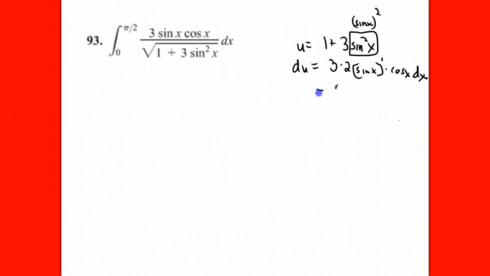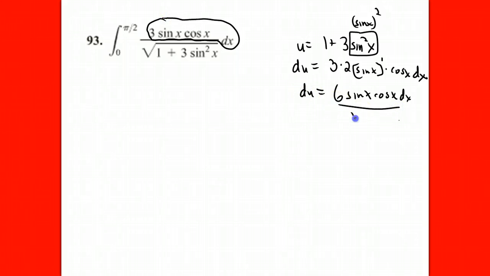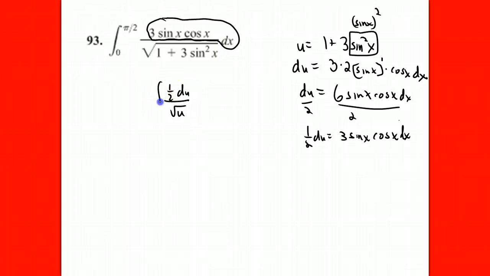We're good because we have 6 sine x cosine x. Why is that good? The rest of what I have to sub for is 3 sine x cosine x. So I just divide by 2. And I have how I'm going to sub for 3 sine x cosine x. I'm going to do it by taking half of du. The root now has a u underneath it. It's in the denominator. And all of the numerator is replaced with half of du.